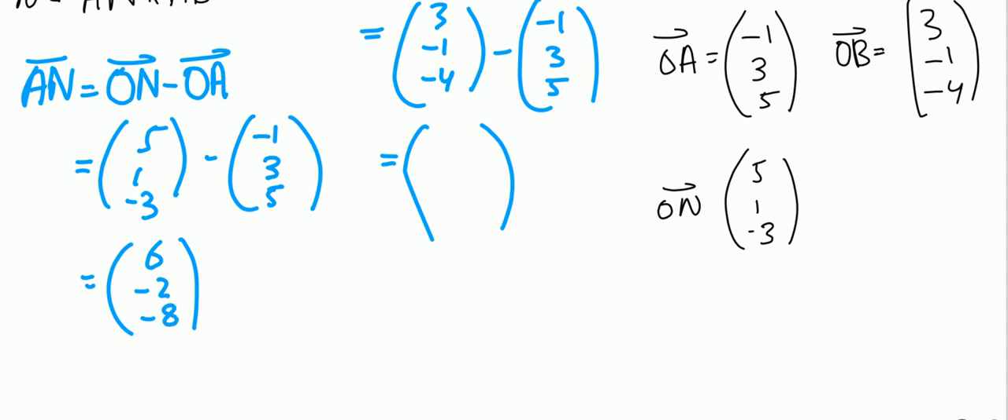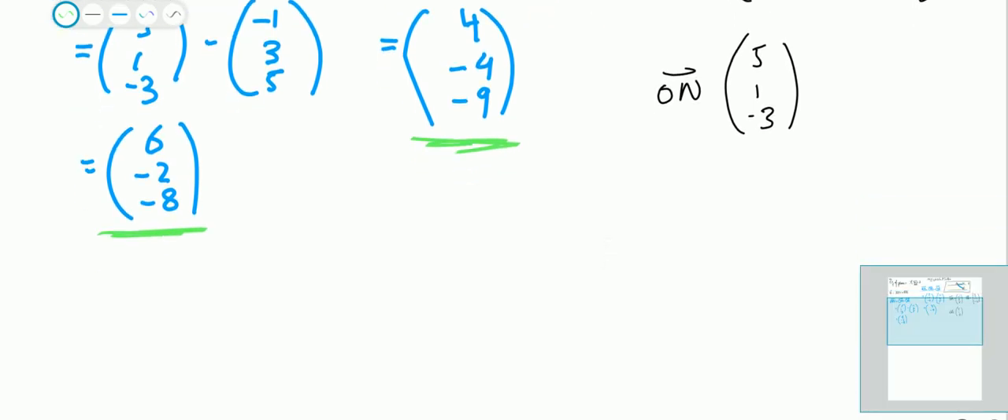So we have calculated AN. This is 4, minus 4, minus 9. So we've got this, we've got this. Now we're gonna do a cross product for these two vectors.